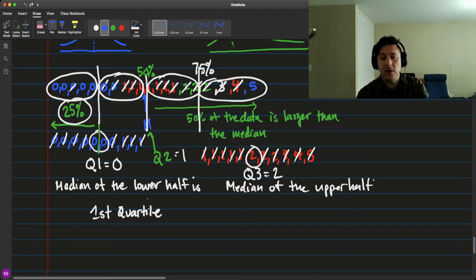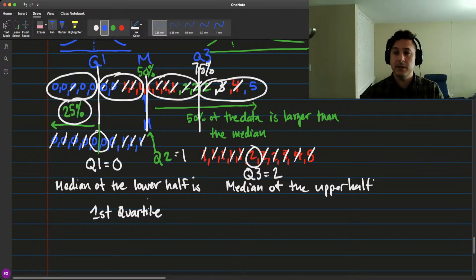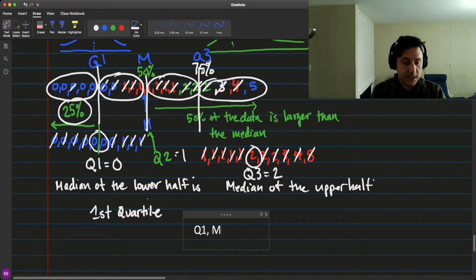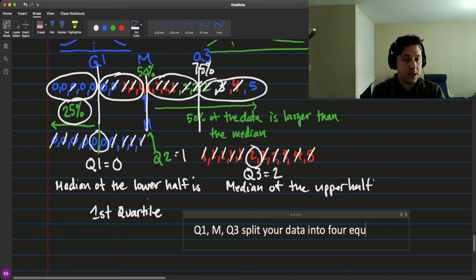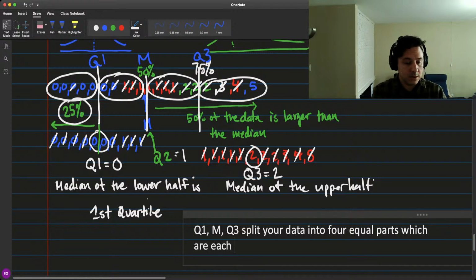The whole point of doing this is that these numbers, Q1, the median, and Q3, split your data into 4 equal parts, each of which is 25% of the data. That's why we call them quartiles. It splits your data into 4 equal parts.